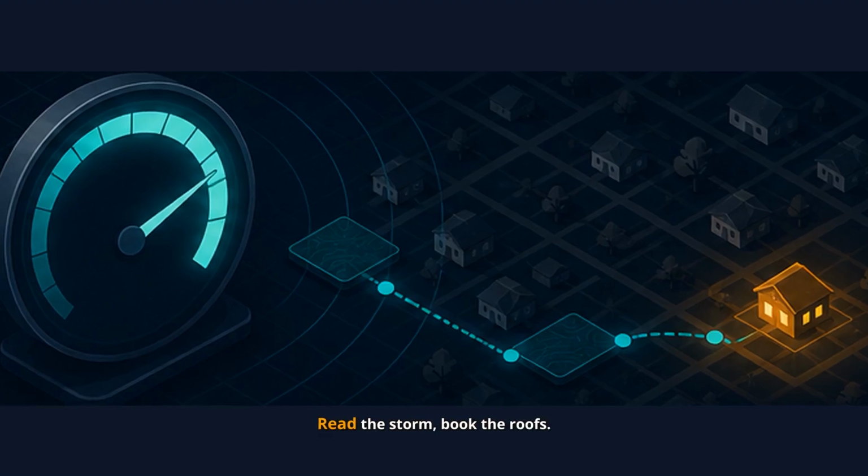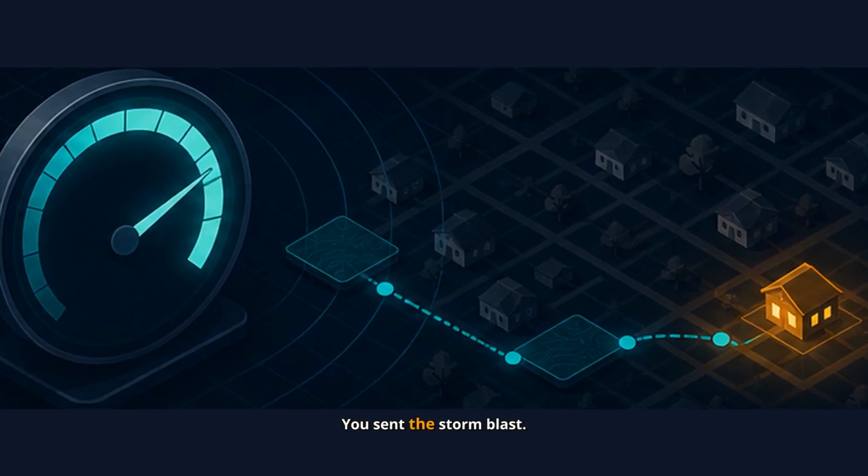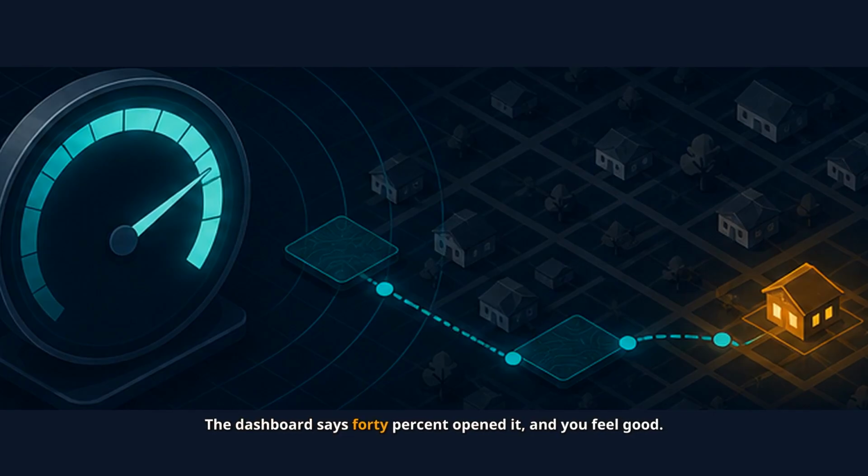The storm desk. Read the storm, book the roofs. You sent the storm blast. The dashboard says 40% opened it and you feel good. Then the weekends and the phone never rang, so you stare at one big green number and guess what went wrong. By the end of this, you'll know the 5 email numbers that tell you whether email is booking roofs and the order to read them in, not one vanity number.